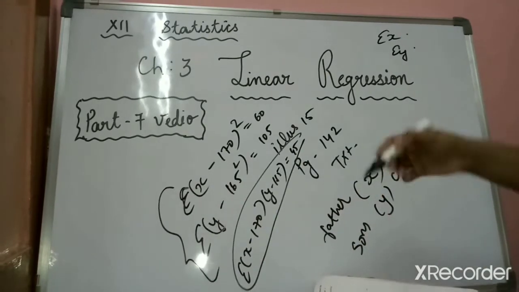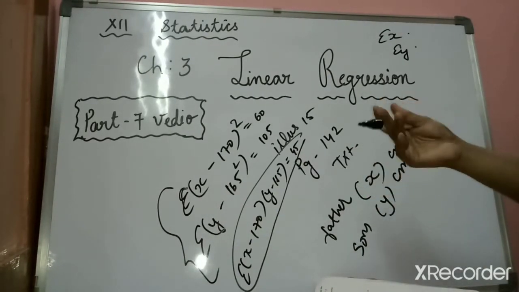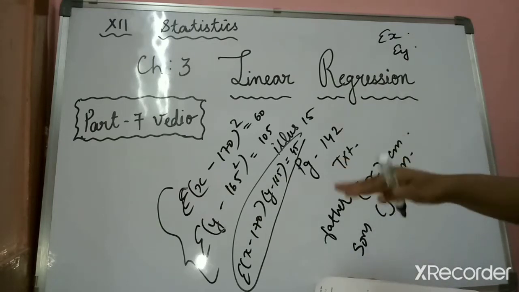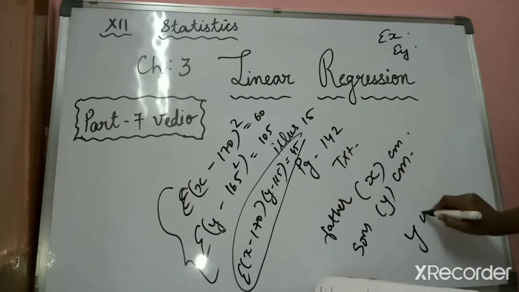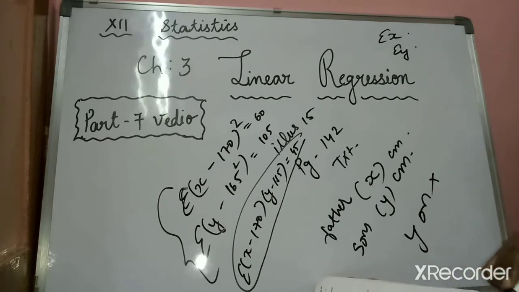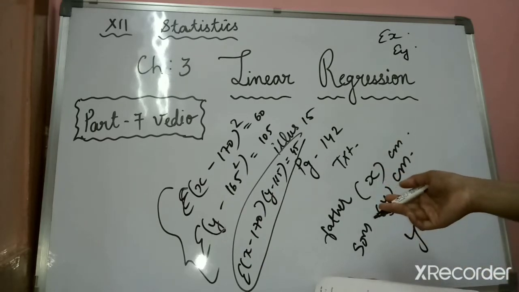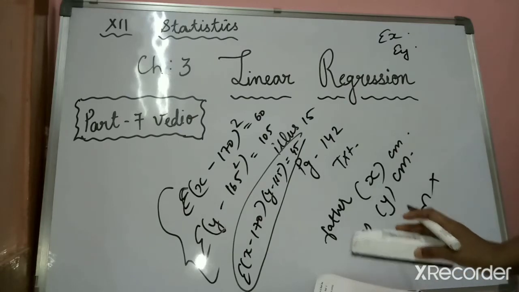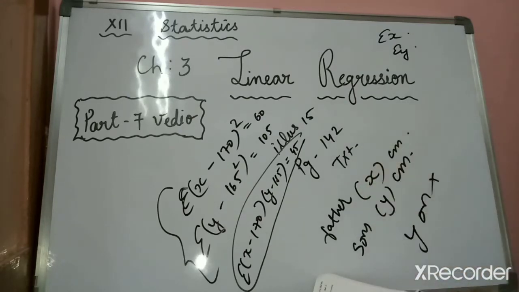So from this what you have to find out: obtain the regression line of the heights of sons on the heights of father, that is x, that is y on x you have to find out. Also verify the reliability of the regression model. So these two things have to be found out. So let's do the sum.